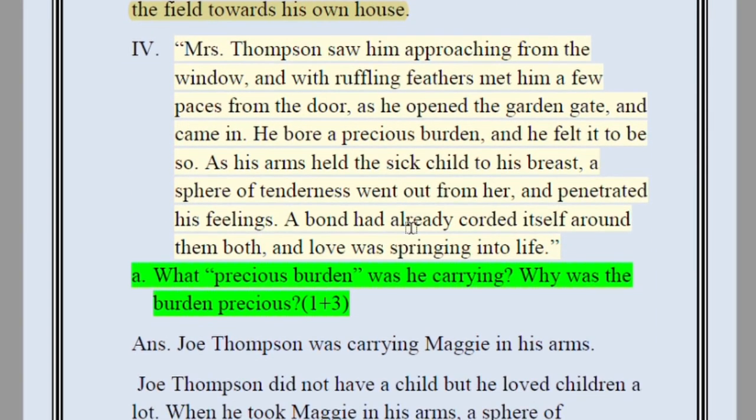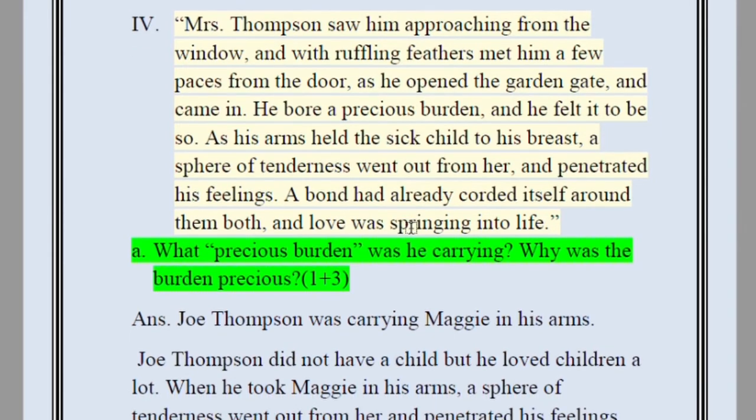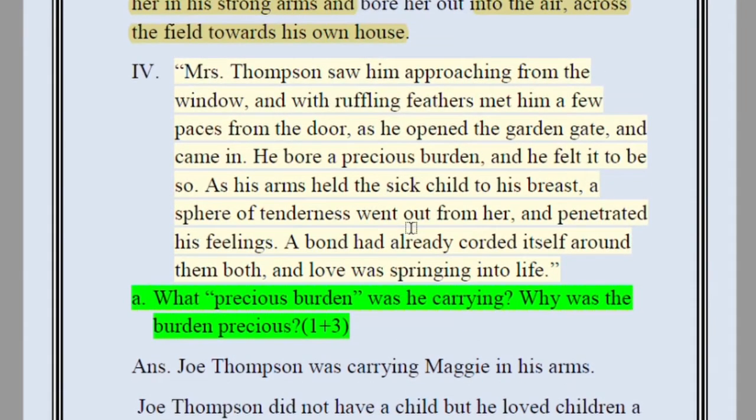See, Mrs. Thompson saw him approaching from the window and with ruffling feathers met him a few paces from the door. As he opened the garden gate and came in, he bore a precious burden and he felt it to be so. As his arms held the sick child to his breast, a sphere of tenderness went out from her and penetrated his feelings. A bond had already corded itself round them both, and love was springing into life. Now, this is the time when Joe Thompson was carrying the child to his own house.